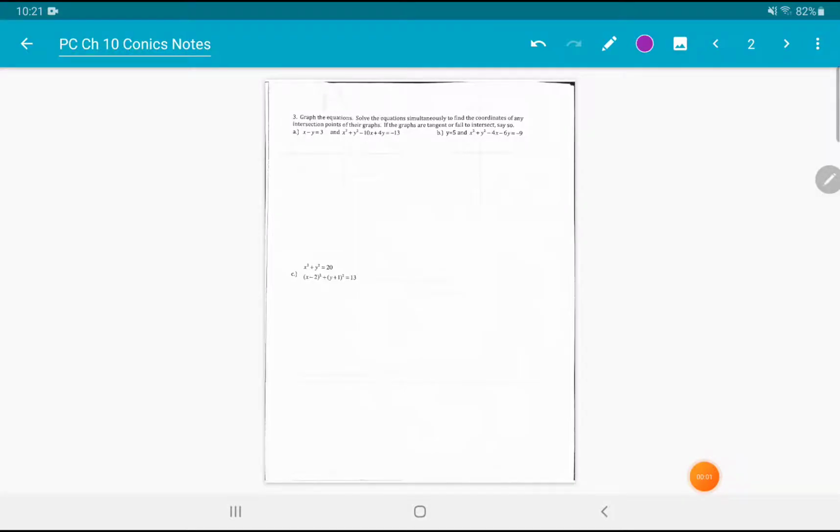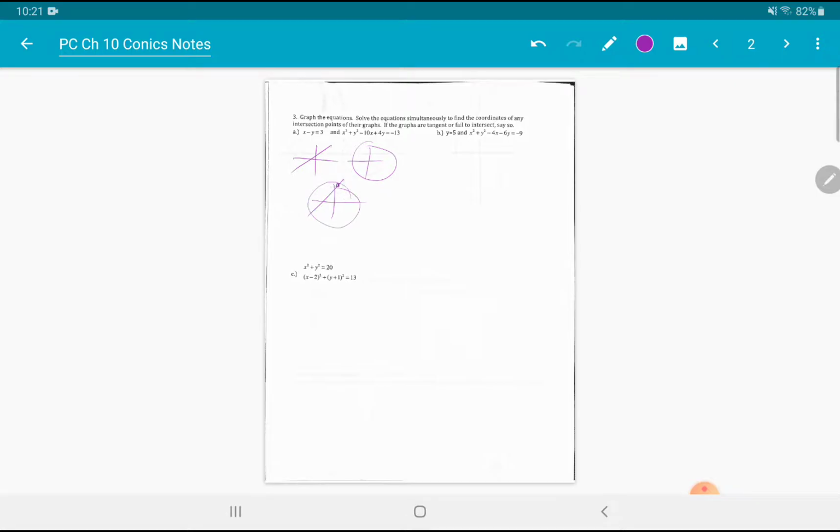Graph the equations. Solve the equations simultaneously to find the coordinates of any intersection points of their graphs. If the graphs are tangent or fail to intersect, say so. Okay, so what we're dealing with here is a system of equations, where we either have a line and a circle, and what we're trying to do is see where they would intersect.